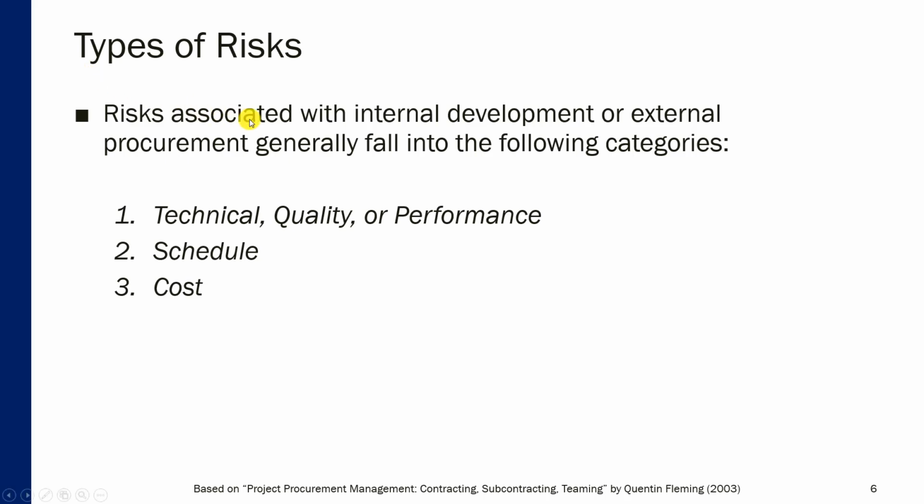Generally, risks associated with internal development or external procurement of work items fall into the following three categories: technical, quality, or performance risks. Those are the risks related to technical characteristics, quality, or performance of the final product or service delivered as a result of a project. Then there are risks related to schedule, meaning the possibility of going over the originally agreed upon timeline for the project. The third category of risks are related to cost, meaning all the negative events that can possibly increase the amount of money spent on a particular work item or the entire project. We will discuss each of those three risk categories in more detail.